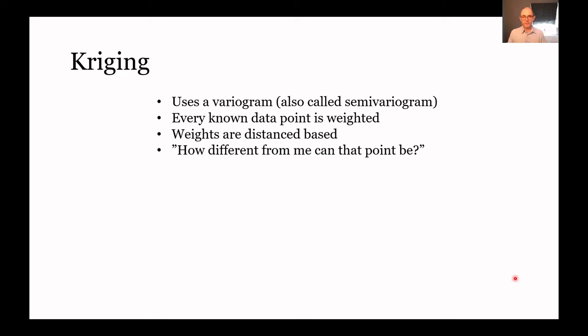the question, as it says there, how different from me can another point be? How different can I tolerate that new point that we're going to calculate? How different from me should it look? And again, it's following Tobler's law. The farther away from me something is, the more I can accept it being different. The closer it is to me, the more like me it should be. It's the same basic concept, but how we come about this weighting and this decision of how different it is, is shown here.